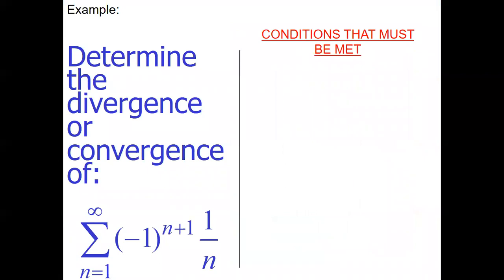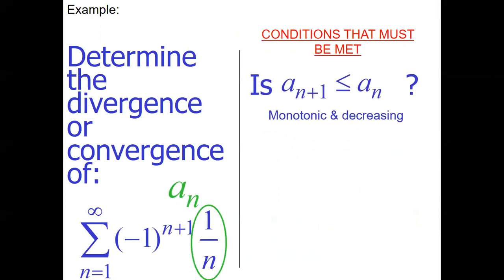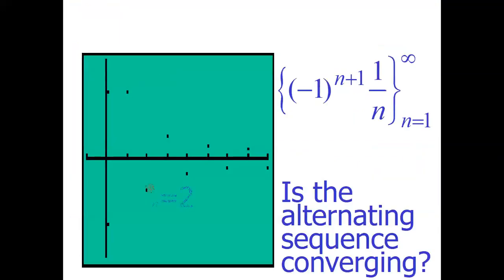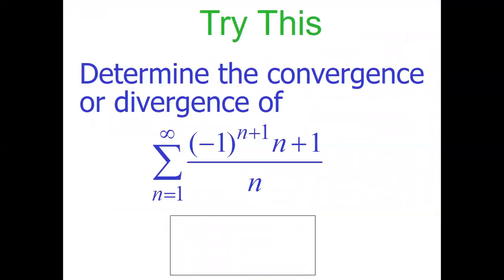So let's look at this one. Oh, I guess this is the one that we just looked at. Yep. So, conditions that have to be met. Is each term getting smaller and smaller? Yes, it's monotonic. It's always decreasing. And does the nth term approach 0? It does. It gets smaller and smaller as n approaches infinity. And if I were to actually graph these points, for each n value, you can see it's alternating, pinging back and forth between positive and negative, heading towards 0. So therefore, this will converge by the alternating series test.